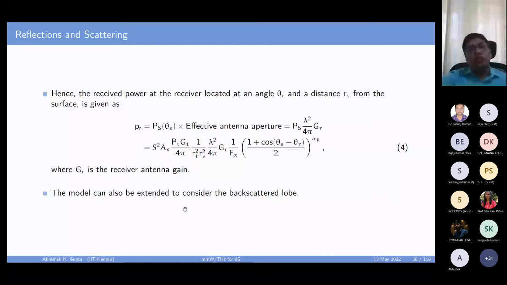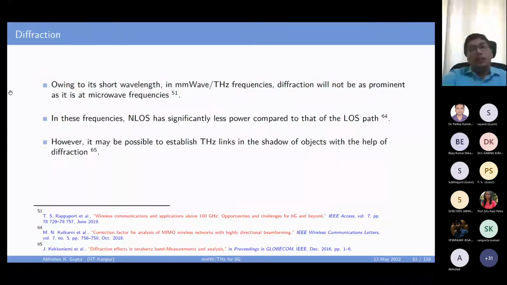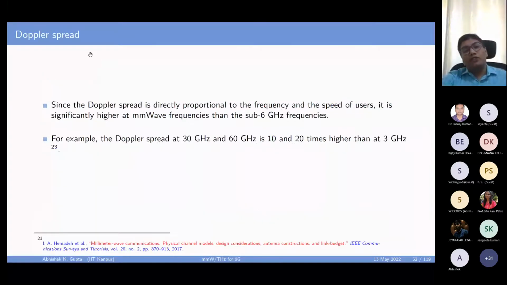You can also extend it to model the backscatter. Okay, so this is the additional scatter power which we need to include along with the normal reflected signal power. And then there are other small factors like diffraction. We observe that in millimeter wave and terahertz, the diffraction is not that significant. Similarly, the Doppler spread will be very significant in millimeter wave, right? Because the Doppler spread is directly proportional to the frequency and the speed of the receiver. So if you go higher in the frequency range, your Doppler spread will increase.